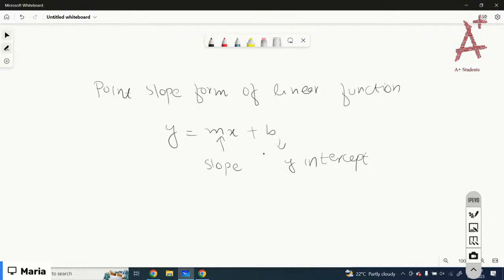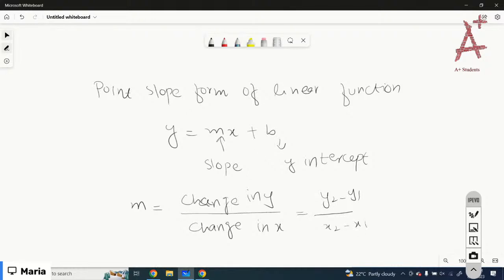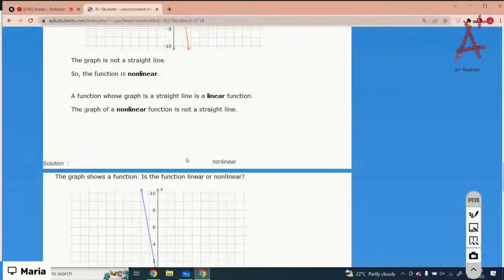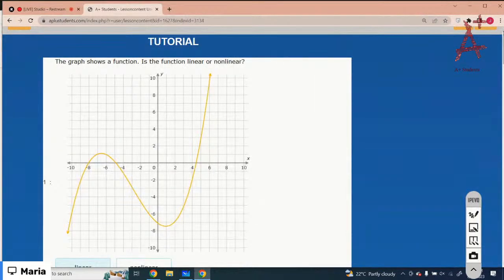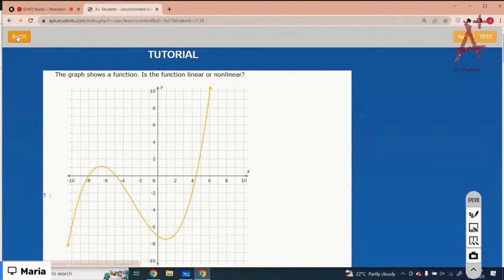So first of all, we're going to learn about the slope. The slope is m equals change in y divided by change in x. That is y2 minus y1 divided by x2 minus x1. Got it? So whenever we're working on the linear functions, we have to find the slope of the function. So let's just do an example for how to find the slope of the function.